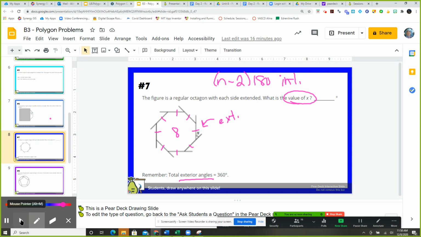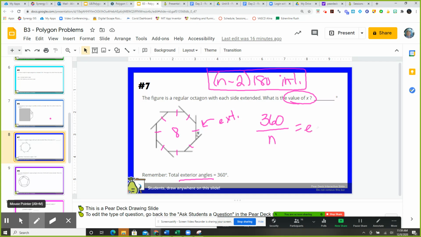Oh, the formula up there, right? Do we do that? I mean, we could. Is there an easier way? What do all the exterior angles add up to? 360. So 360 divided by the number of sides gives me the exterior angle. Just like 360 divided by the exterior angle gives me the number of sides.